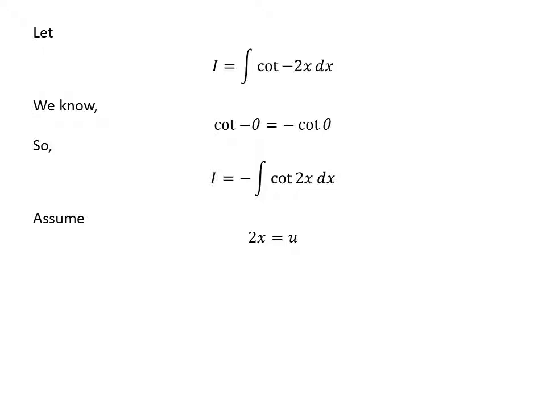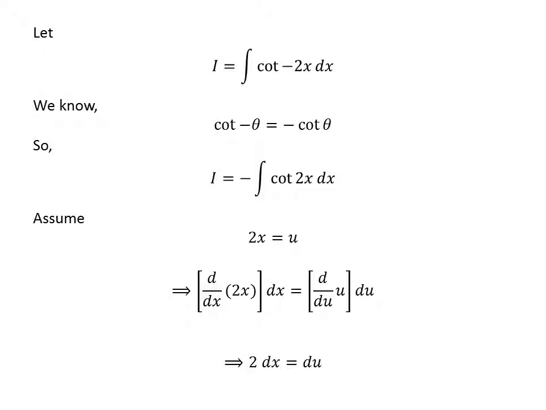To simplify this integration, let us apply the substitution method. I have assumed 2 times x is equal to u. Taking differential of both sides, we get differentiation of 2 times x with respect to x into differential of x is equal to differentiation of u with respect to u into differential of u.